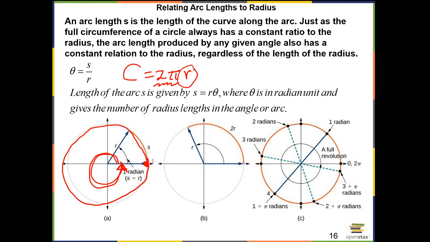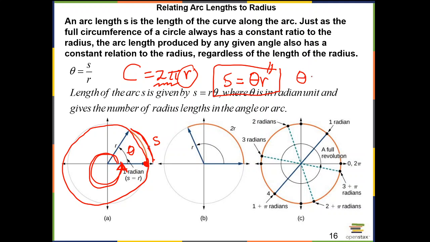What if I only want this part, only s? By the same formula, s has to be whatever the angle is in radians, theta, times the radius. So now we have found the formula for the arc length of a circle of radius r, and consider when r is the same as s.